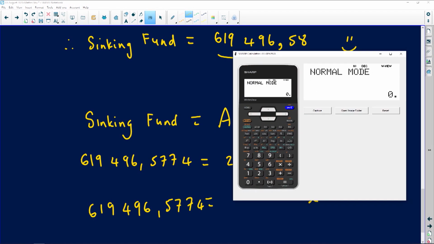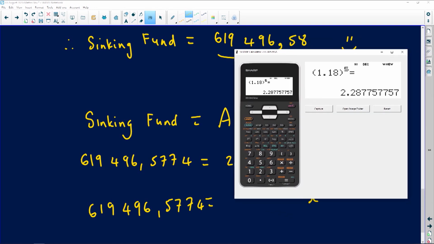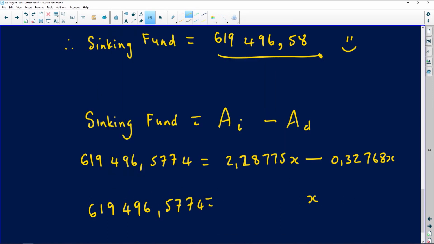Remember where that one comes from. So I'm going to be naughty and go back and put that 1.18 to the power of 5. It's the old value that we got, the full amount. I just like working with original amounts because we need to have that 2.28775 and all the other decimals, they're important. So that amount minus 0.32768. We're ending up with that 1.96. So we're getting 1.96 and so on x, and then you're going to divide both sides by that amount.